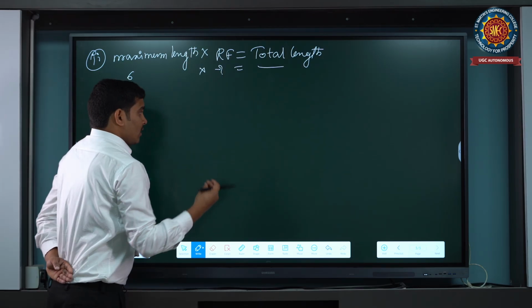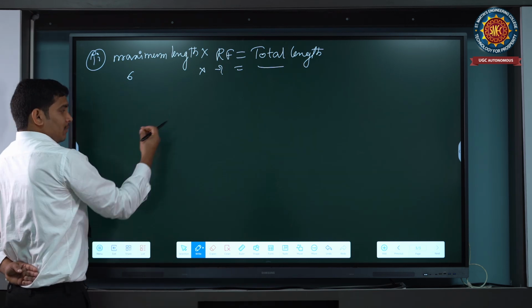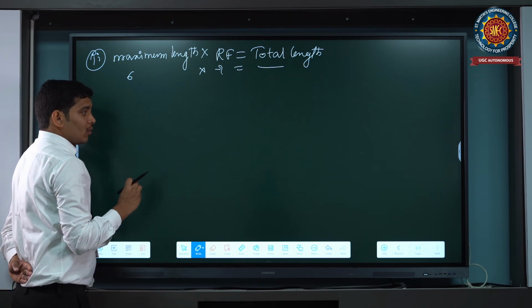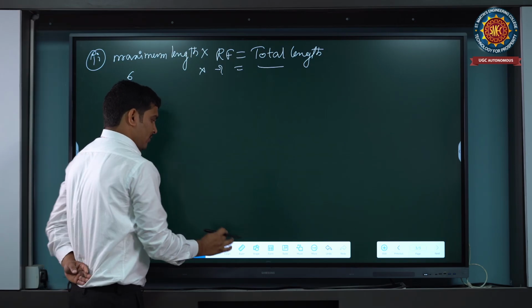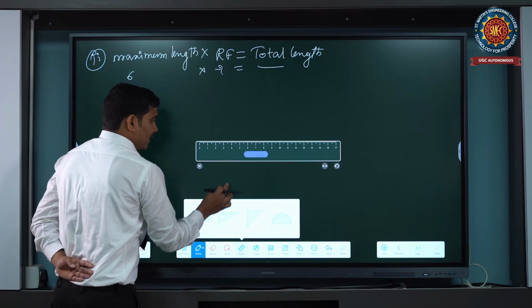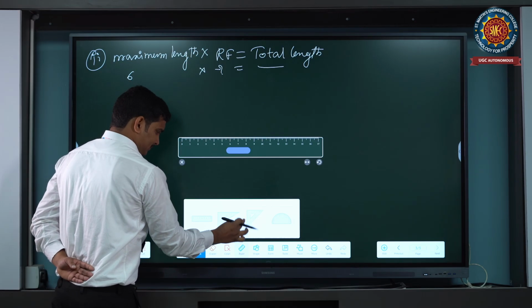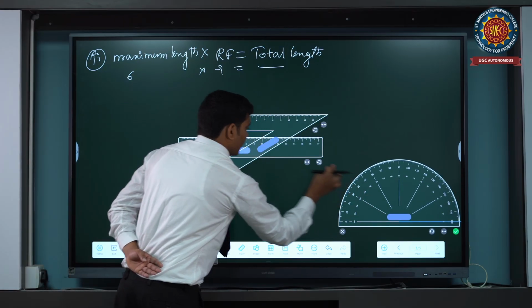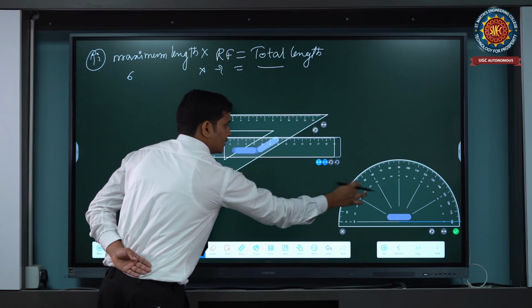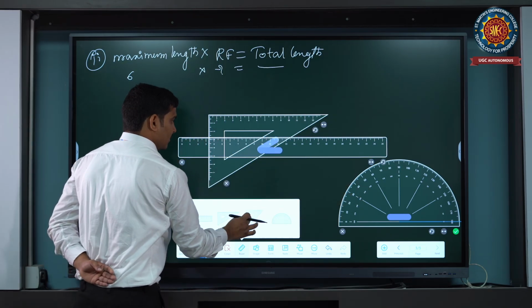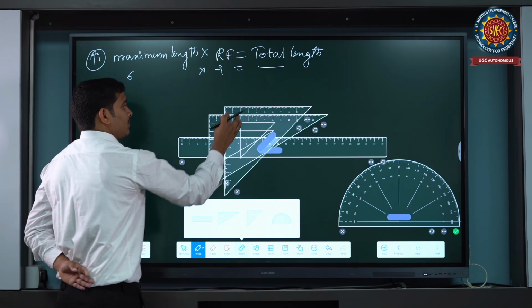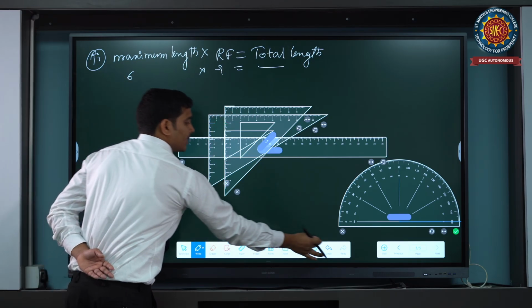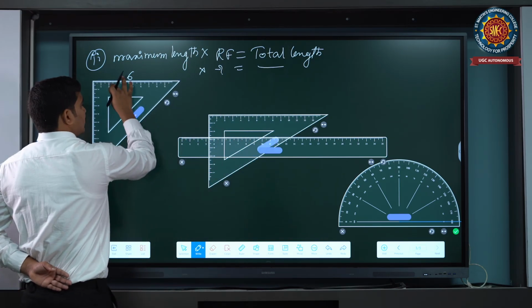Before we discuss the problems, we need to know how to divide a line into equal parts. For example, one line is given. In this, the component is drawn by using different types of scales, like set squares. We need to get the accurate dimensions of the object, with no error between 1 mm and 2 mm.